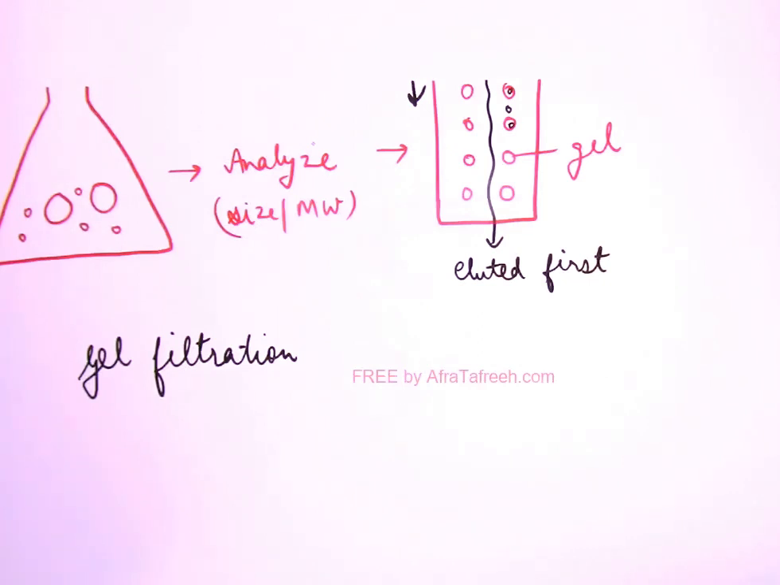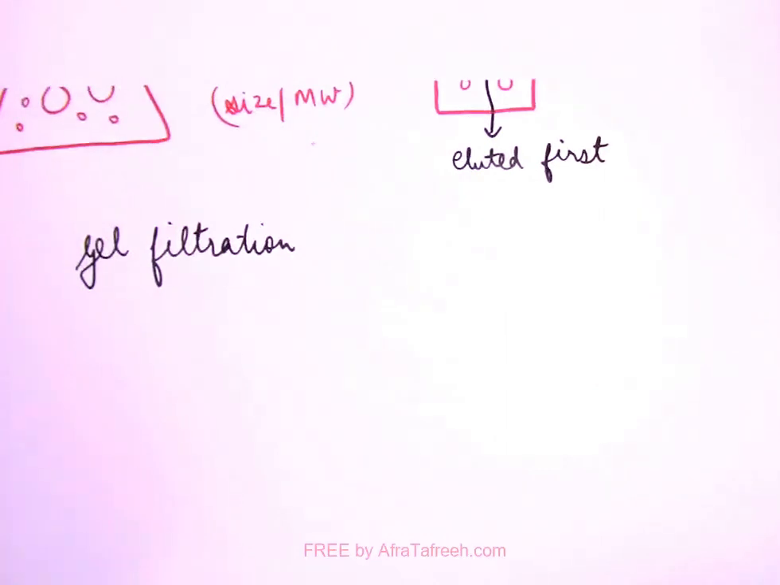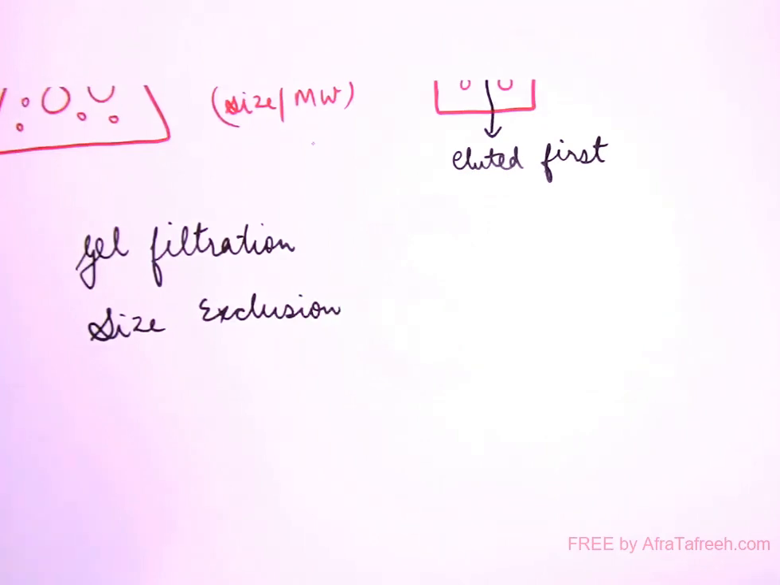In a normal filtration, what we do is, the bigger thing stays upward and the smaller thing is coming down, right? So here it is opposite. Bigger protein is coming down first and smaller will be coming later, right? Also, this chromatography is called size exclusion chromatography because we are excluding them on the basis of their size, right?